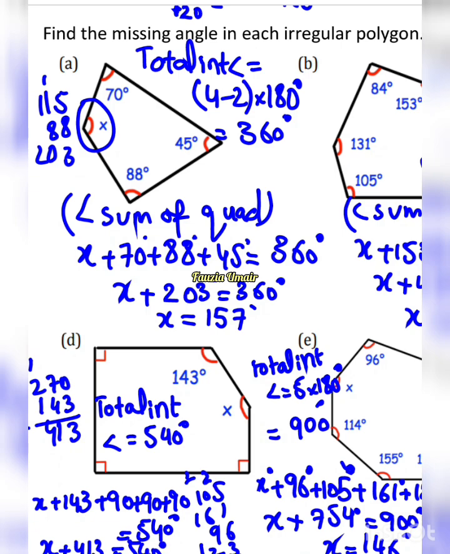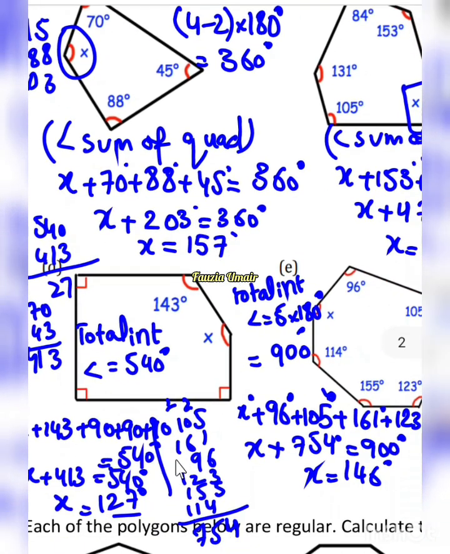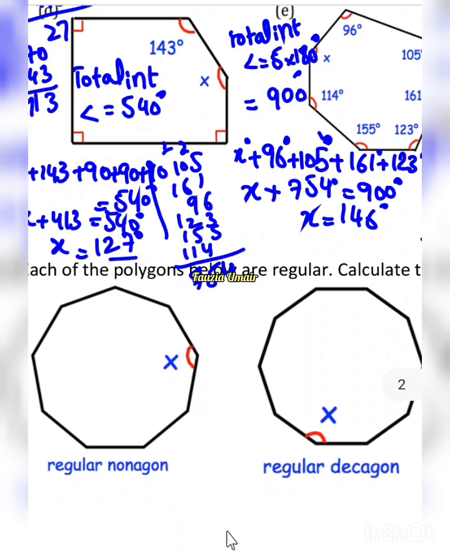So x is an obtuse angle, so I'm expecting an answer bigger than 90 but less than 180. 413, if we subtract it, it is 127 degrees. That is a sensible answer again. All right. So this is how you are going to solve these kind of questions, when interior angles are given and there is one angle missing.